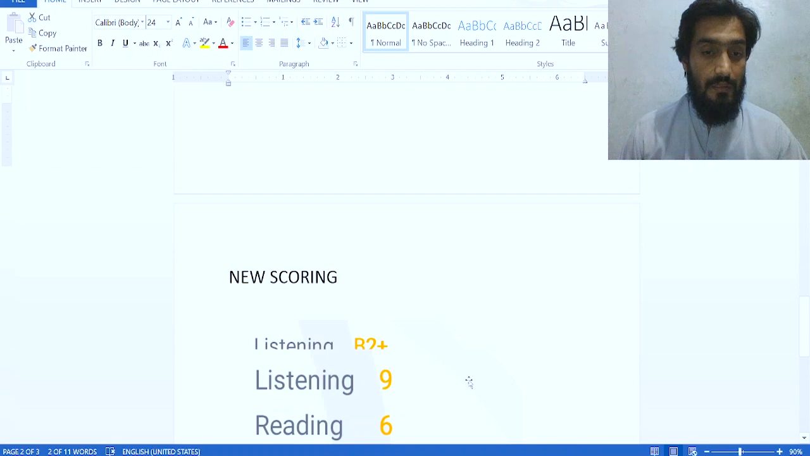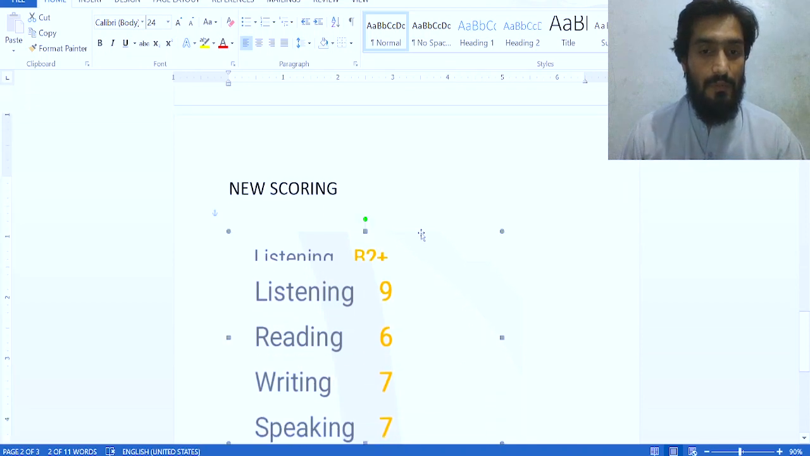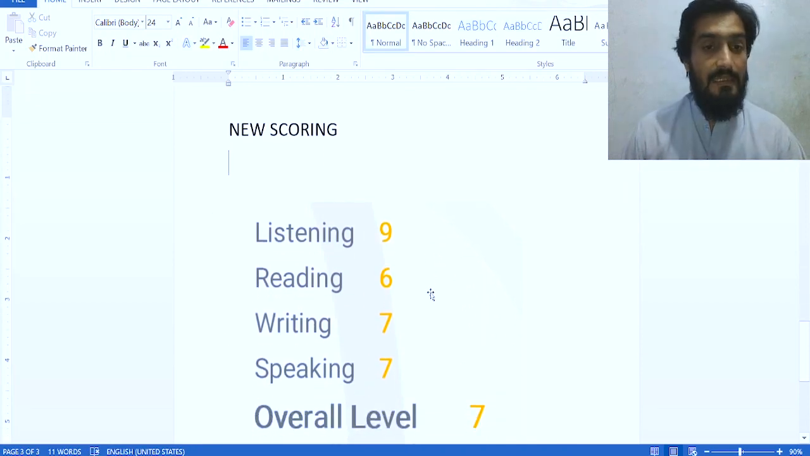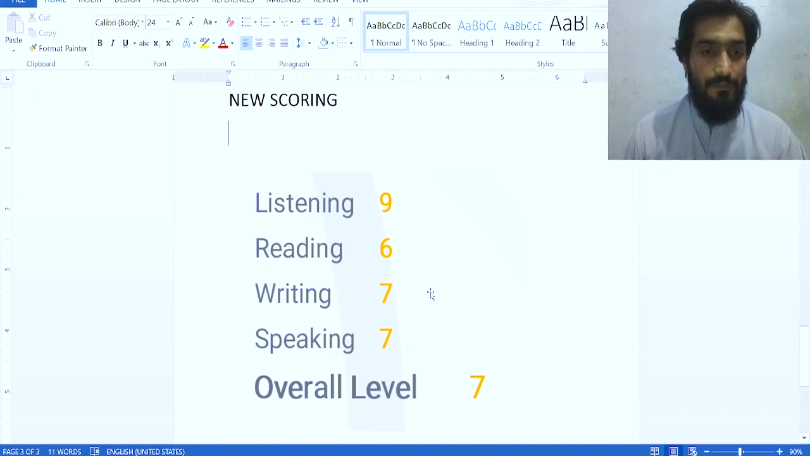But now, almost 1 month ago, the test changed, and they have brought many changes. Because of security reasons, since there were many people who were helping others pass the test, they have strengthened their security measures. Now you will not see B1, B2, B2 plus, C1 or C1 plus, but rather you will see numbers like 9, 6, 7, 7, 7.